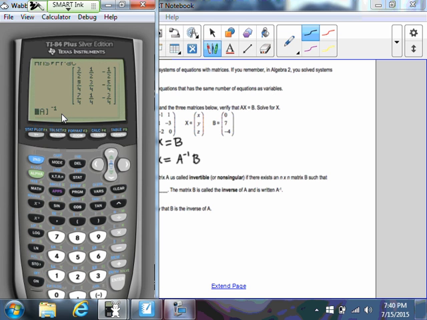Okay, now I want to pull that up here. So second matrix B, and hit enter. Okay, and you get your answer. So again, if you wanted to see it as fractions, you can always do math 1. But it's telling us our answers are 11 over 2, 41 over 4, and 19 over 4. Okay, so that's our X, Y, and Z.